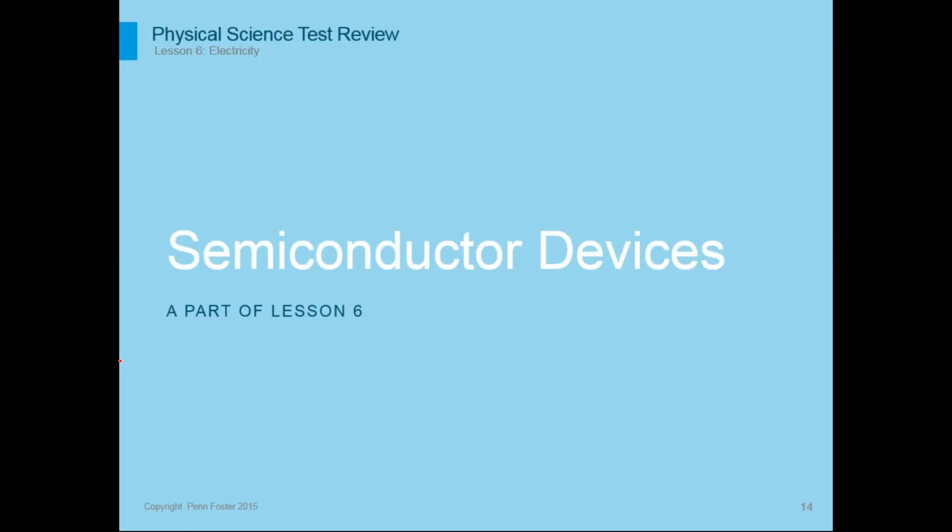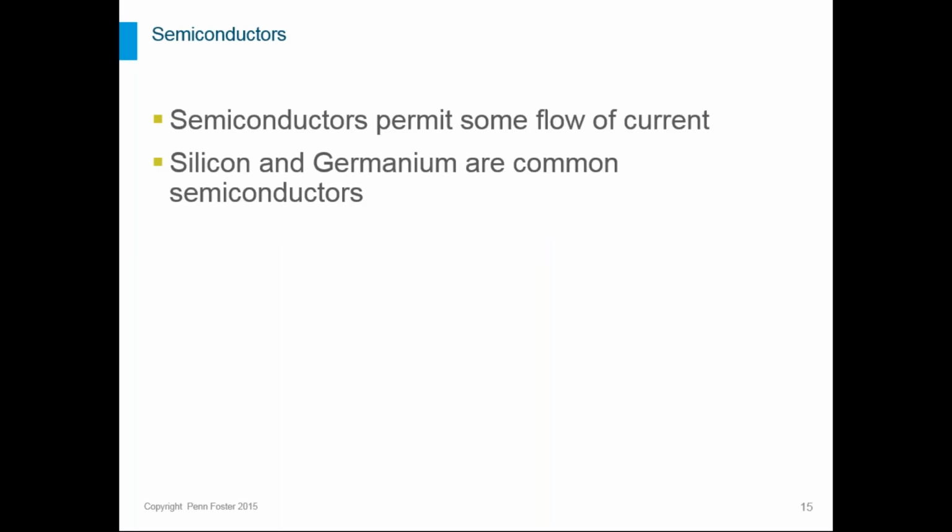All right, this brings us to our next section, which is the reading assignment on semiconductor devices. We have learned in previous sections that electrical conductors are materials that allow current to flow through them easily, and electrical insulators prevent the flow of current. There is a third type of material called a semiconductor, which is somewhere in between.